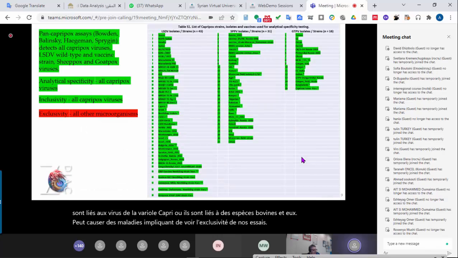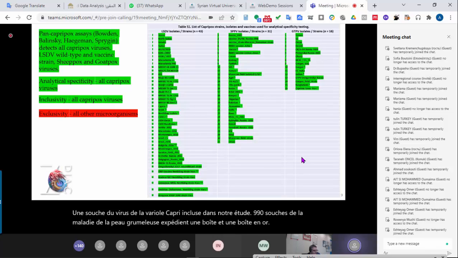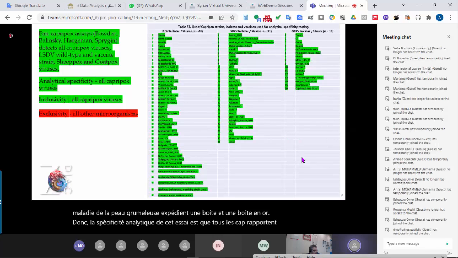So on this slide, you can see that pan-Capripox virus assays can detect all Capripox virus strains that were included in our study: 90 strains of lumpy skin disease, sheeppox, and goatpox. So the analytical specificity of this assay is all Capripox viruses. Inclusivity is all Capripox viruses, and exclusivity is all other microorganisms.